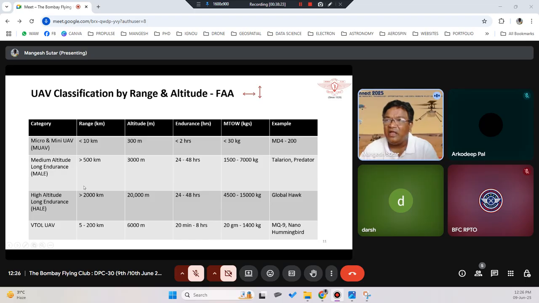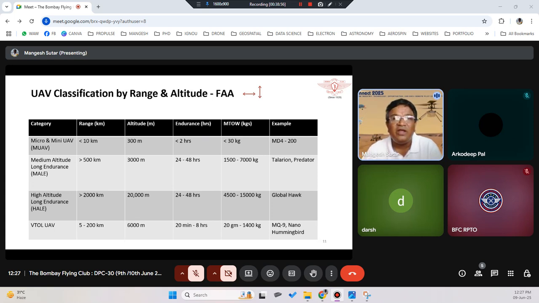It is not necessary that it will always be MALE and HALE. It can be plus minus, and variation would be there, but accordingly you have to classify them based on whatever parameters you see. If three parameters are following, then you may call it MALE. If three or four parameters match, whichever category the maximum parameters fall in, that is the category the drone will be with respect to the FAA. For India, you have to follow the Drone Rules 2021 classification and categorization only.